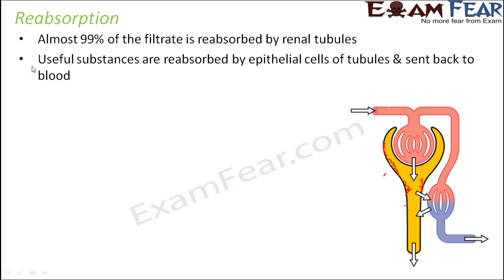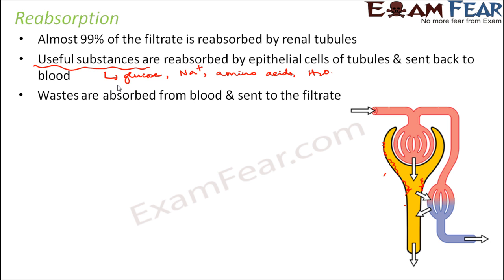Now, what do I mean by useful substances? Useful substances can be glucose, sodium ions, amino acids, and also water. We want to throw out only the excess water, but if the body still needs some amount of water, then some amount of it can be absorbed from this filtrate. So these are some of the useful substances.